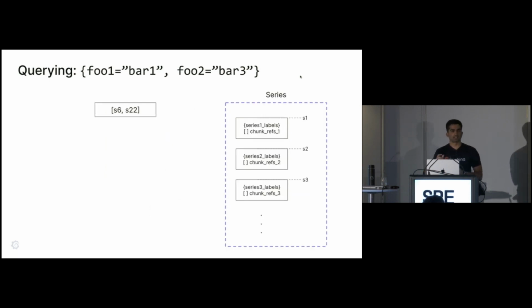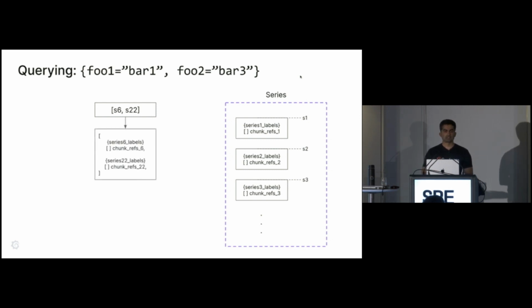S6 and S22 are like direct offsets of where the series is present in the index. So you directly jump into this table and get the labels and the chunk references. Okay, now you have the chunk references. You can now fetch the chunks from the chunk files. And the query usually has min time and max time specified. Like you don't want to get all the samples for the time series that you ask for. You want to bound how much data you want.